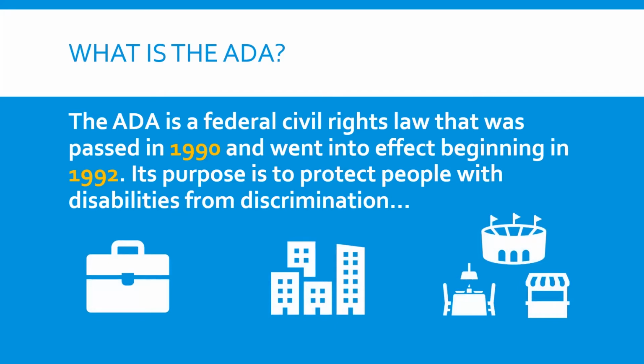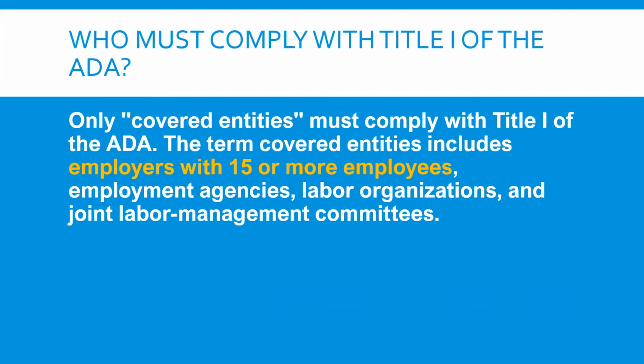And in this presentation, we will focus on Title I of the ADA, which prohibits discrimination in employment and requires employers to provide reasonable accommodations for qualified applicants and employees with disabilities. Who must comply with Title I of the ADA? Only covered entities must comply with Title I of the ADA. The term covered entities includes employers with 15 or more employees, employment agencies, labor organizations, and joint labor management committees. FSU is considered a covered entity for obvious reasons. We have more than 15 employees, plus we are known as a public entity.